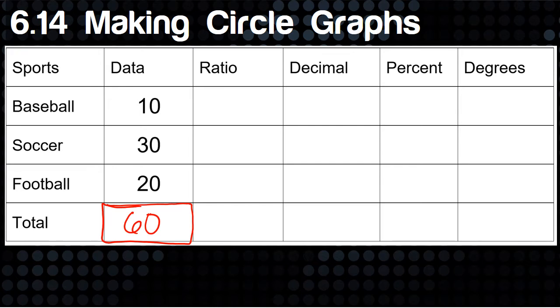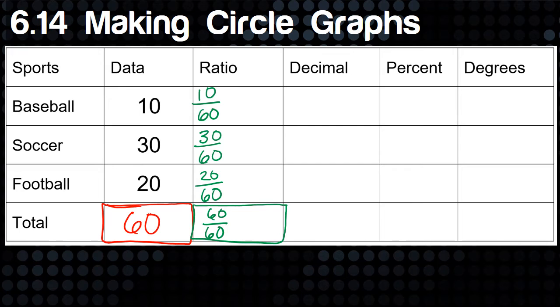Now let's figure out the ratios. The ratio is a fraction that we're going to use, part over whole. So we have 10 over 60 for baseball, then we have 30 over 60 for soccer, and football is 20 over 60. When you add up all of these, 10 plus 30 plus 20, you should get 60 over 60 in the total.